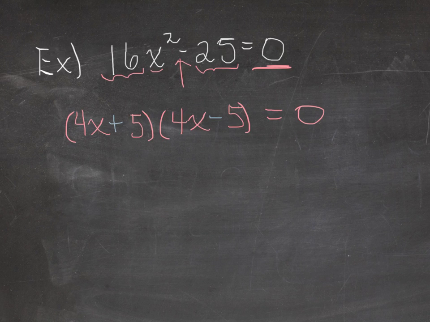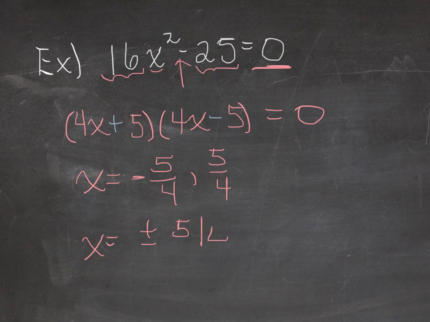From here, a solution would be when the first bracket is equal to 0, or the second bracket is equal to 0. So I get the solutions. x equals, from the first bracket, it's positive, so I'm going to get negative. I want to cancel out the 4, so over 4, and it'll be a 5. And from the second bracket, it's negative, so I want this fraction to be positive, and I want to cancel out the 4 again. So it's 5/4. I can write that also as x is equal to plus or minus 5/4. Okay, let's see another example.